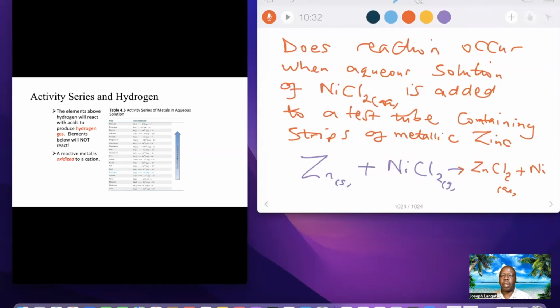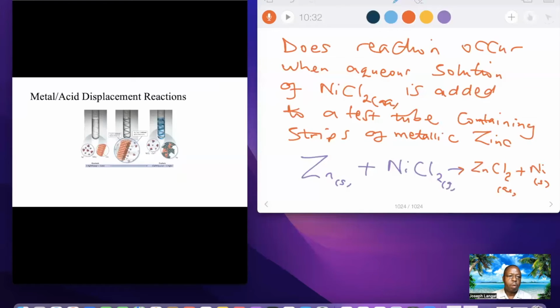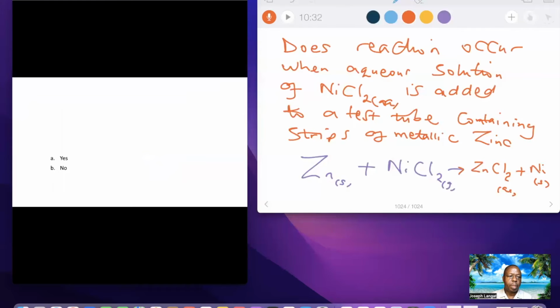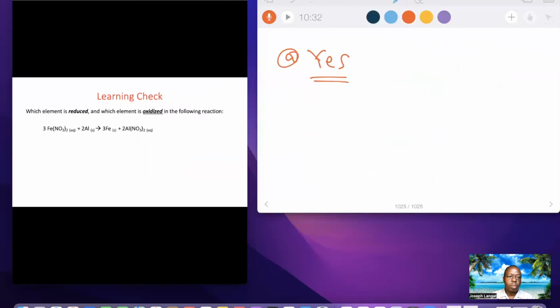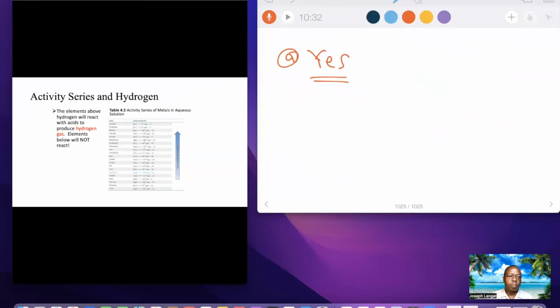The equation is balanced the way it is. This is solid right here. Nickel to chloride will react. And the question here was, will it react? The question was this, and the answer is yes. So A is yes. And it's just to illustrate how to use the activity series.